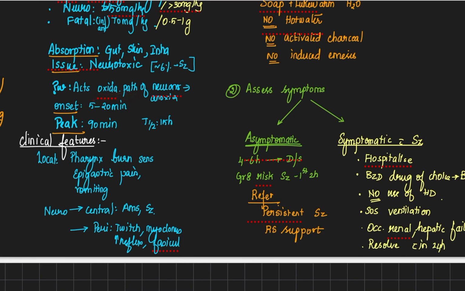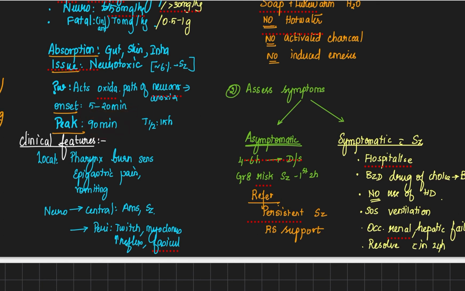Basically, neurons die of anoxia when they have done autopsy studies. That is what they have seen. So it causes neurotoxicity. Obviously, if it is going to affect neurons, it is neurotoxicity. If there is neurotoxicity, what will you have as symptomatology? You're going to have neurological features, right? And when will that start? It will start within 5 to 20 minutes and it will peak at 90 minutes.